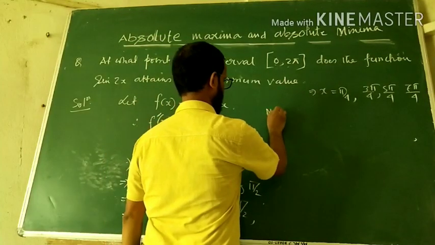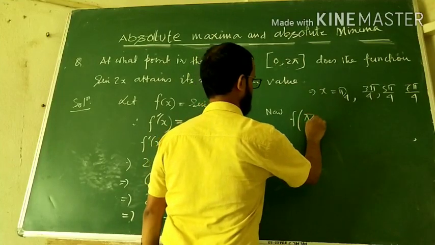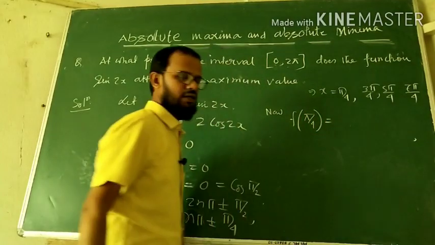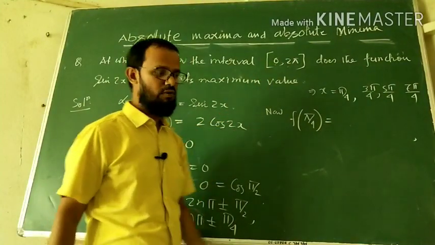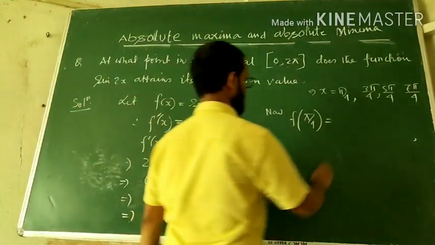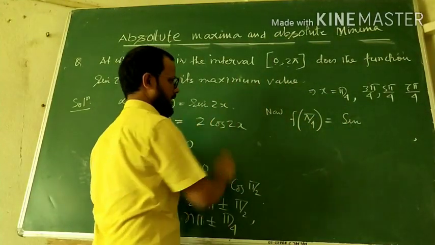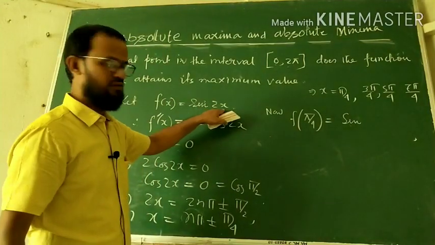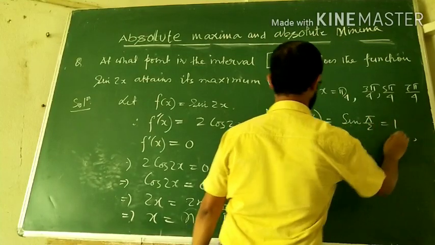Now f of pi by 4, we first find the functional value at the critical point and then find the functional value at the end point. f of pi by 4, this is your function. So sin of 2 into pi by 4 means pi by 2. Okay, so finally your answer is 1.